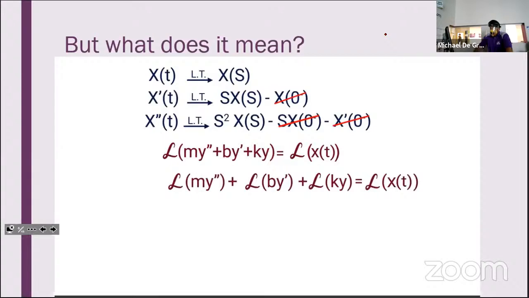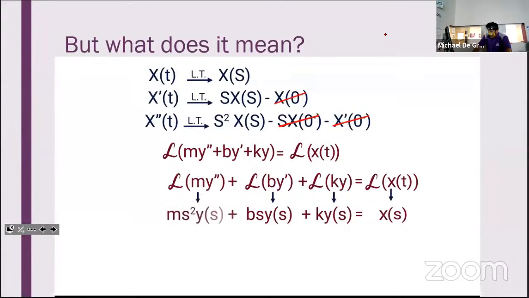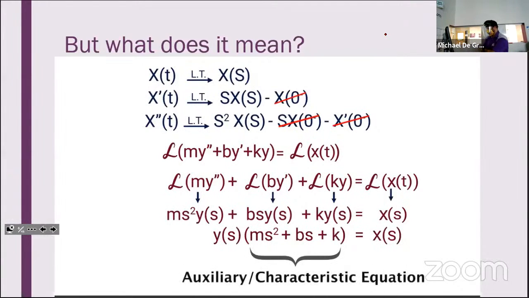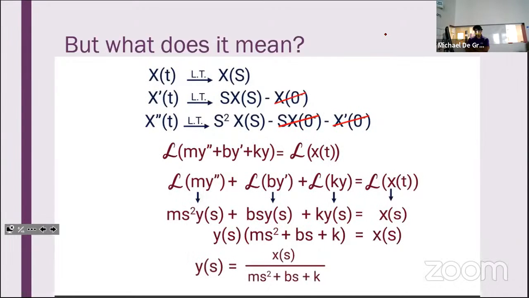The transform of some x of t is x of s, and for k times some y of t, it becomes k y of s. For b y prime, from the rule above, we get out the same y of s times s, and the b is there as well. Then the second derivative outputs m s squared y of s. Since all the terms on the left have a y of s, I can factor that out to get this here. Some of you may know this part as the auxiliary or characteristic equation. We'll then isolate y of s and we're left with this here.